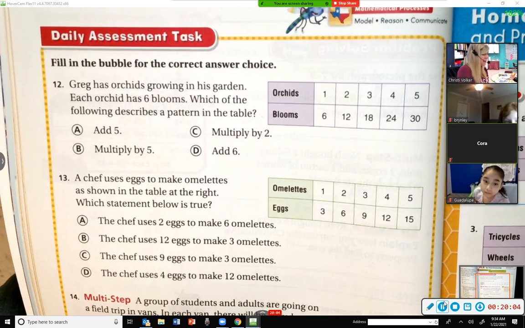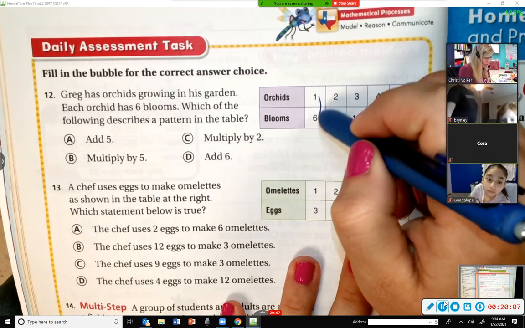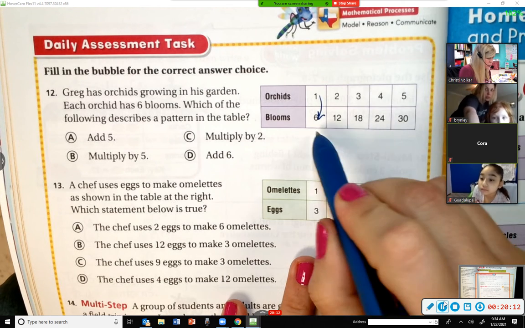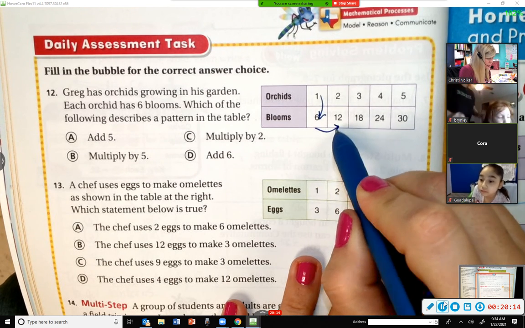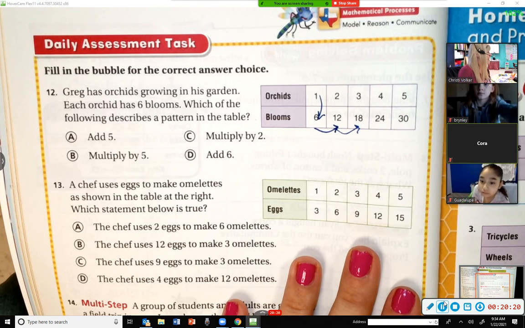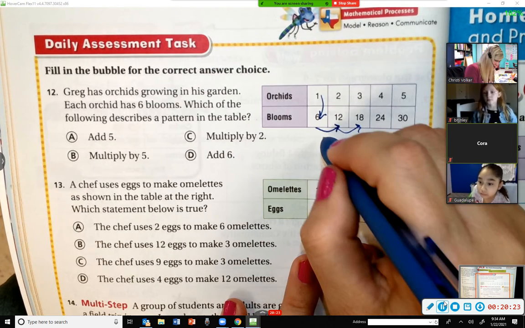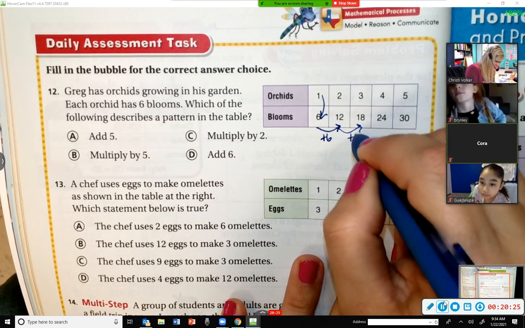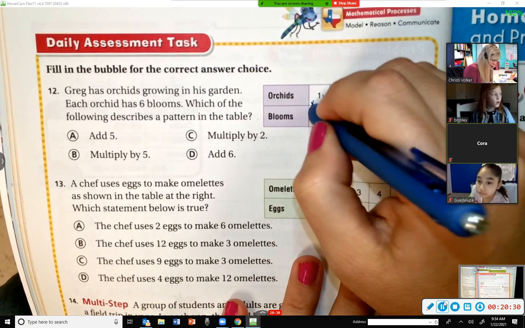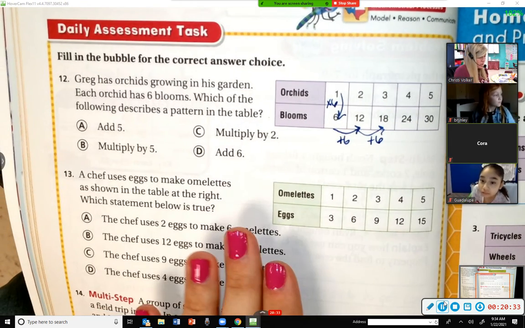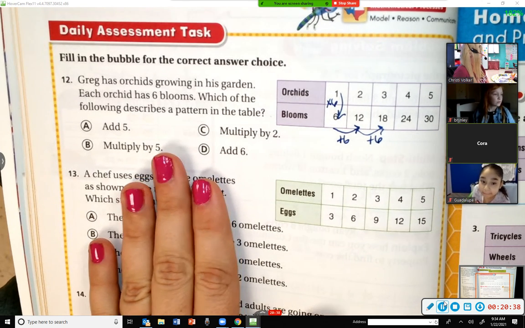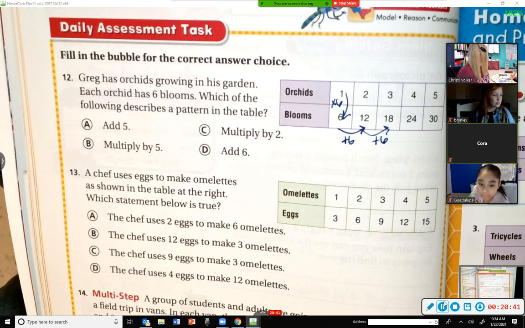Okay, so I can look both ways. I can go down. What is it doing to get from 1 to 6? Or I could go across. What is it doing to get from 6 to 12? 12 to 18. What do you think, Allie? It's adding 6. So if I know it's adding 6, then is it going to be multiplying by 6 too? Yes. Okay. So either one of those would be a good answer choice, but the one that they gave me was add 6. So D would have been the best answer.